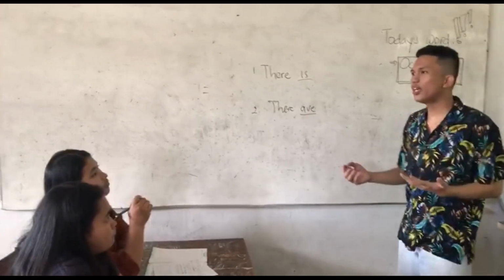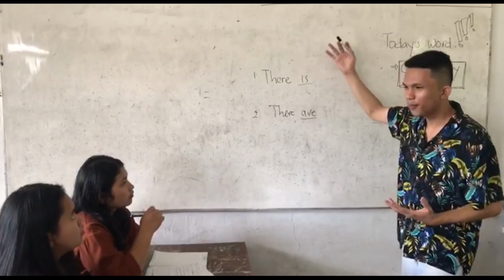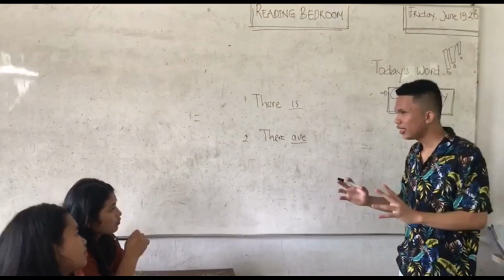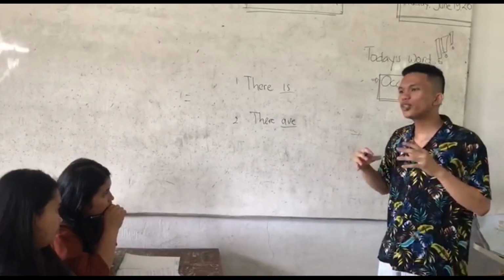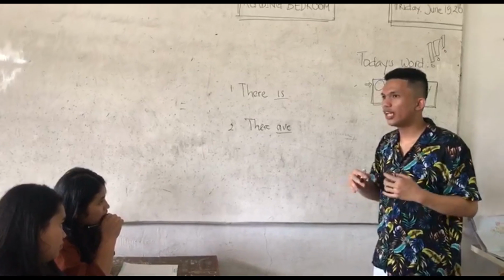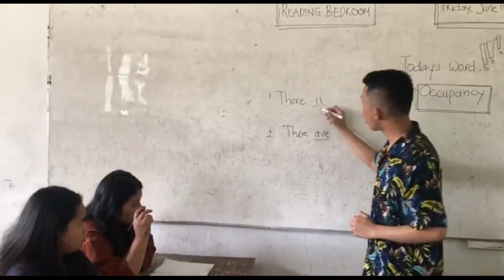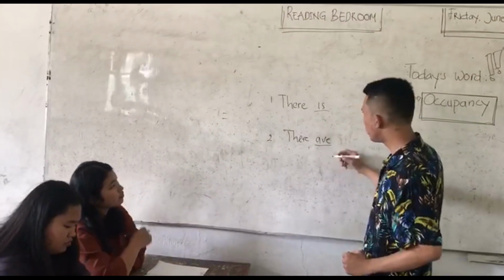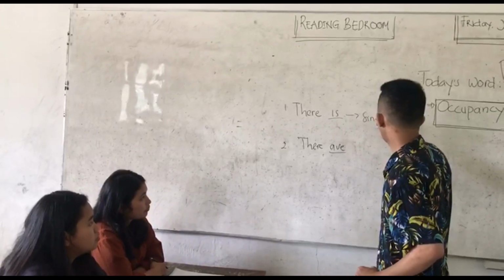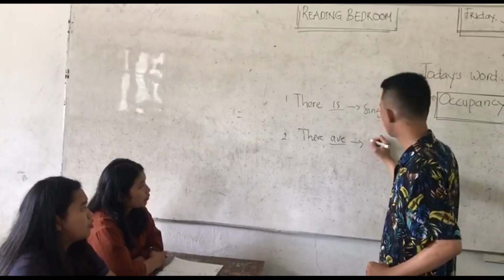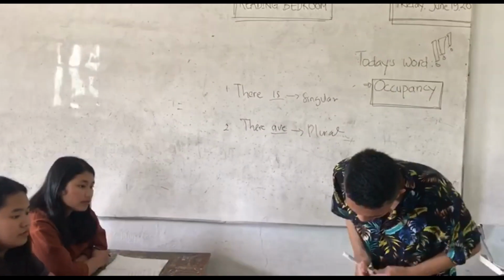Maybe you are questioning why we are talking about there is and there are, but our topic is reading bedroom. So I want to tell you the correlation in describing things such as a bedroom. You might want to tell it in detail, such as the existence of number, the existence of condition, so you need the use of there is and there are. So remember, there is is for singular, and there are for plural. Okay, thank you so much for that. Please stick to that in your mind.